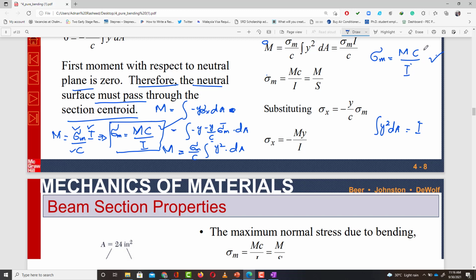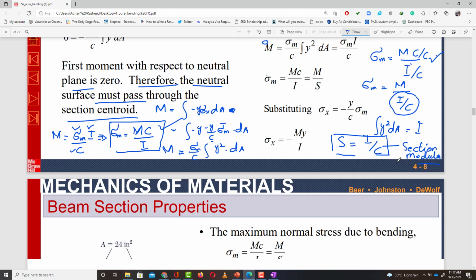So if I divide the above term by c and the below term by c, there will be no effect. So this sigma m will become equal to M over I by c. Now this I by c is represented as S. S is equal to I by c, and this is a very important term. This S is known as the section modulus.